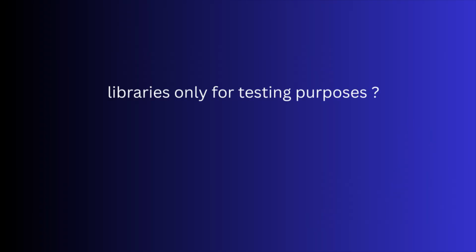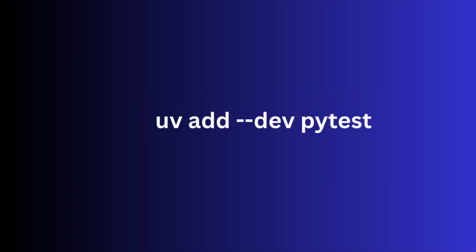If you want to add libraries only for testing purposes and you don't want to add those libraries in production, UV provides an option for that. We can add a flag --dev. For example, uv add --dev pytest. This means add pytest for development or testing purposes only, not for production use. This will also be reflected in the toml file as well.